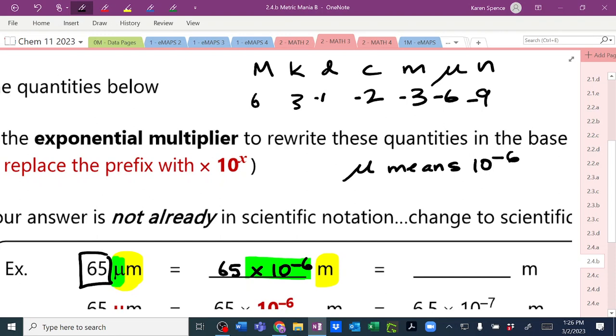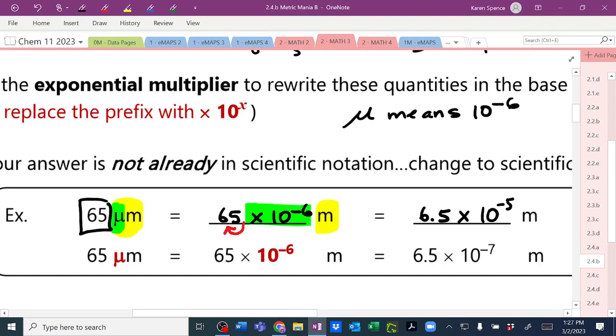And then at that point, I would need to put this number into scientific notation. Are we in scientific notation? No, because we need to have only one digit in front of the decimal, so we will move our decimal there. That will give us 6.5. That became smaller, so our other part of the number has to become bigger. 10 to the negative, oh, that should be a 5. Yeah, that should not be a 7. That should be a negative 5.